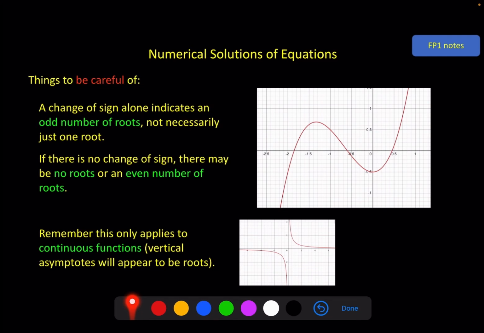Another graph you know with a vertical asymptote is the tan graph. So if you've got a 1 over x graph or a tan of x graph, you need to be very careful because these both involve vertical asymptotes. And that's not to say you can't use this idea with these functions.